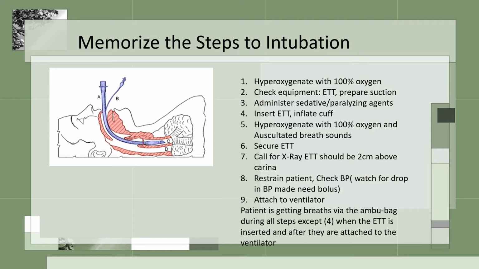Step 5, hyperoxygenate with 100% oxygen and auscultate breath sounds. Number 6, secure the ET tube. Number 7, call for X-ray. The ET tube should be 2 centimeters above the carina.